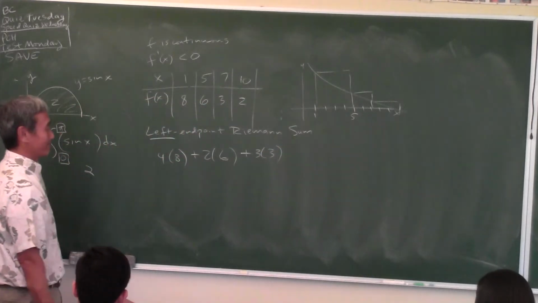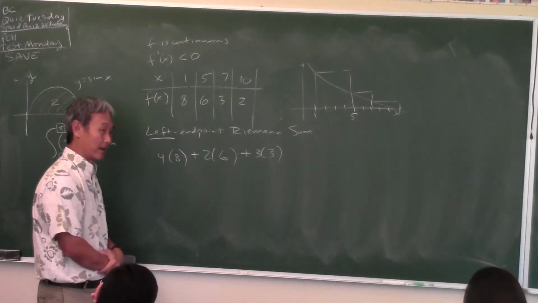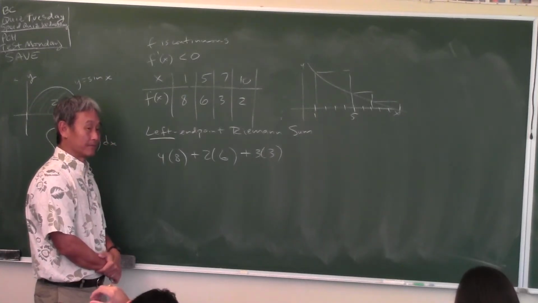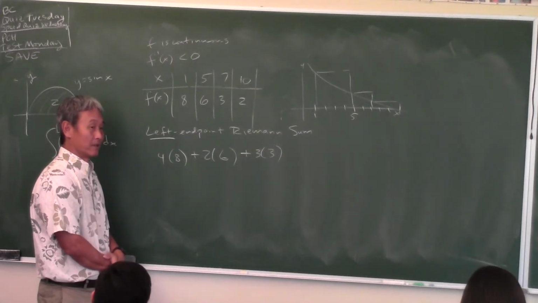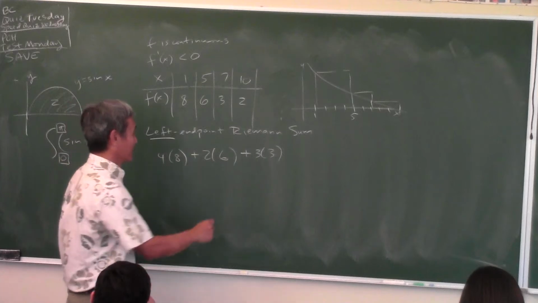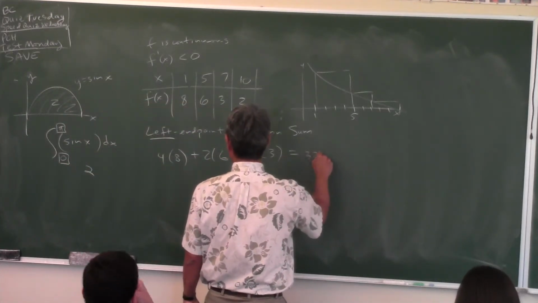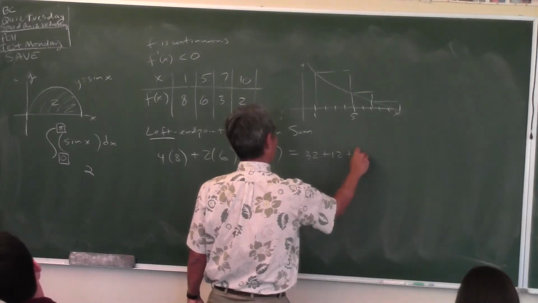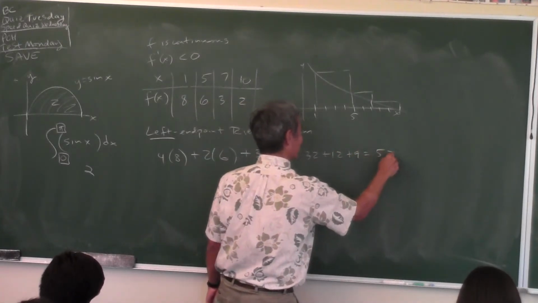And then you can leave that, well, on the AP exam, that's full credit. On my test, I expect you to compute that, yeah. What happens if it's negative? Then you just put negative in. Okay, and so you get 32 plus 12 plus 9. 32 plus 21. 53.